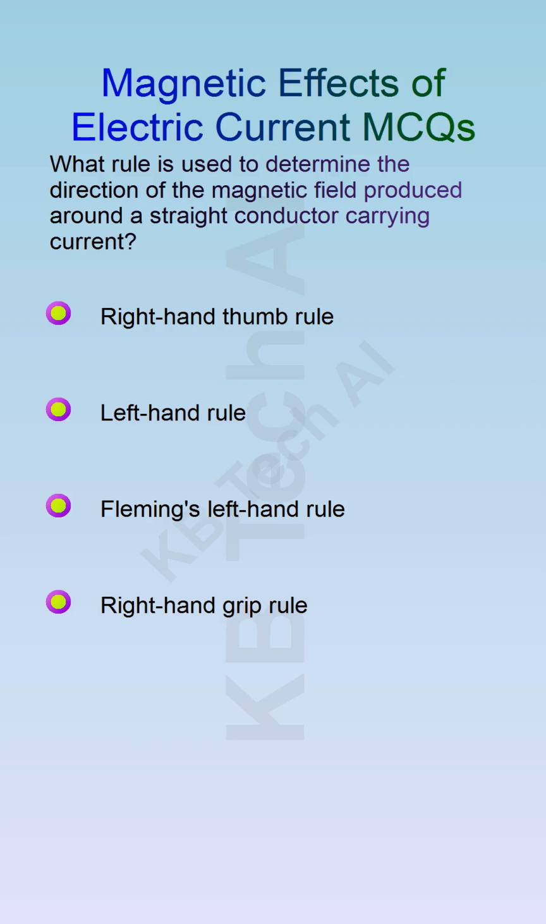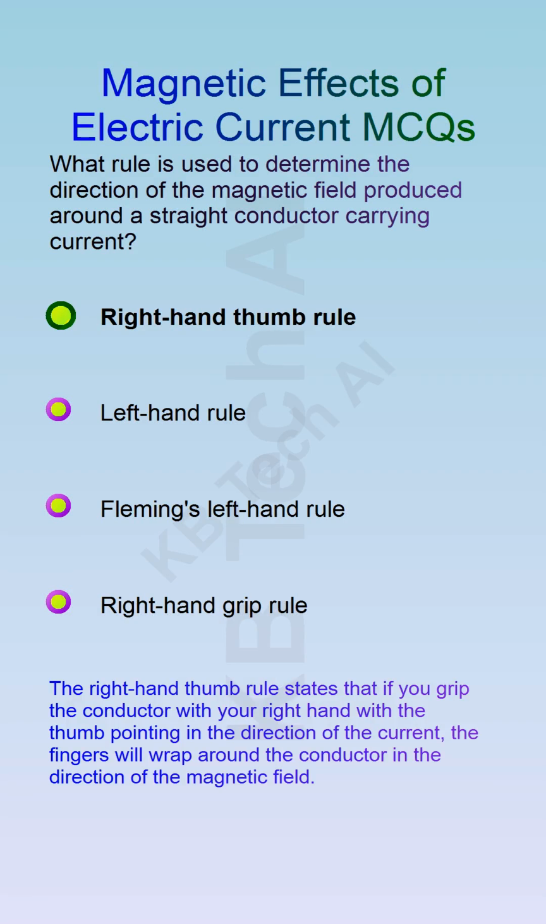What rule is used to determine the direction of the magnetic field produced around a straight conductor carrying current? Option 1, right-hand thumb rule. Option 2, left-hand rule. Option 3, Fleming's left-hand rule. Option 4, right-hand grip rule. The answer is, option 1, right-hand thumb rule.